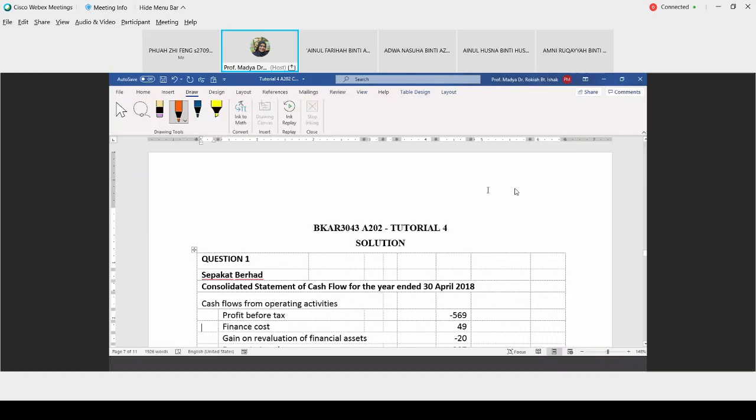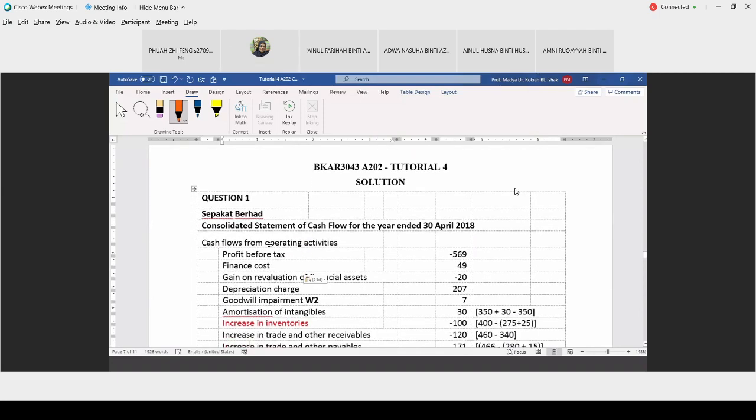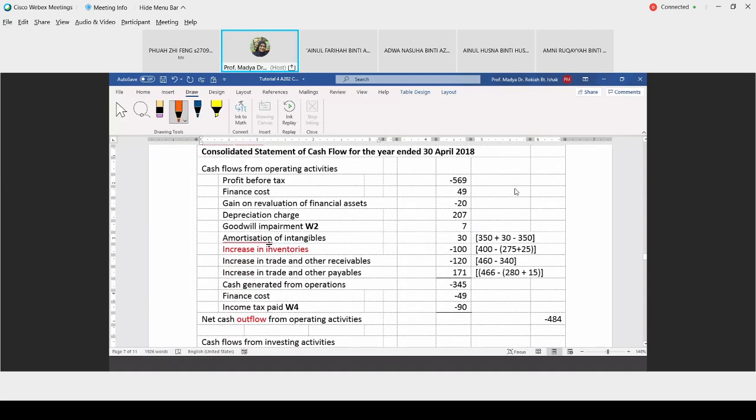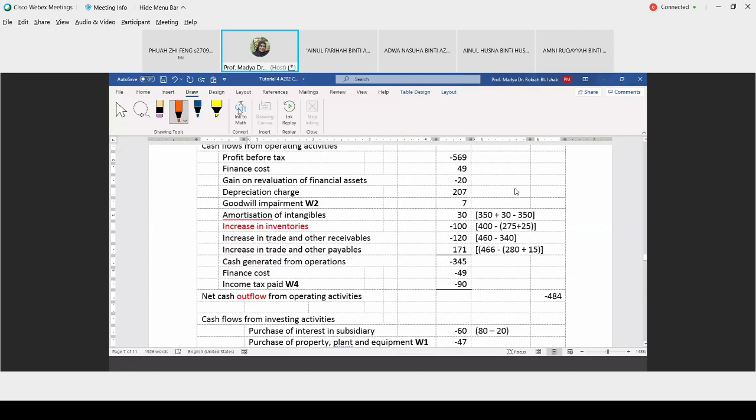Now we look at the answer for question 1. We already analyzed all the information that we have here. Now we're going to look at this one, the answer is here. Hopefully you check your answer. We start with the profit before tax. In this case, profit before tax, you have a loss here, so you put it in brackets as a negative.